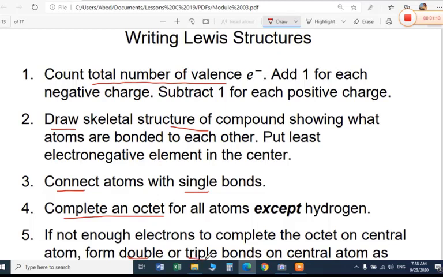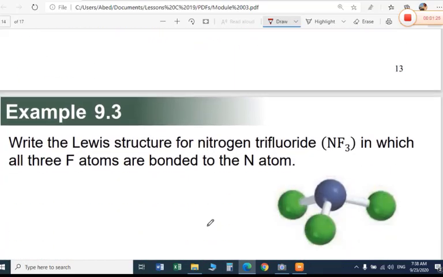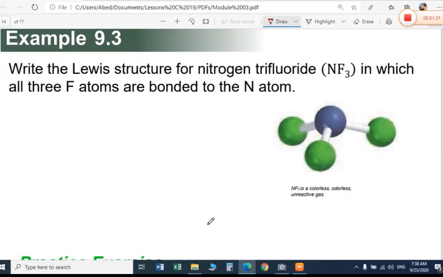So we will not go into detail on the rules, but we will learn how to draw the structure and we'll see whether we are following the rules or not. So let's come to the exercise. The first exercise is 9.3 here, and it asks you to draw the Lewis structure of nitrogen trifluoride, NF3. This diagram is given here, but in the exam it will not be given, so this is just to help you. So we first follow rule number 1.